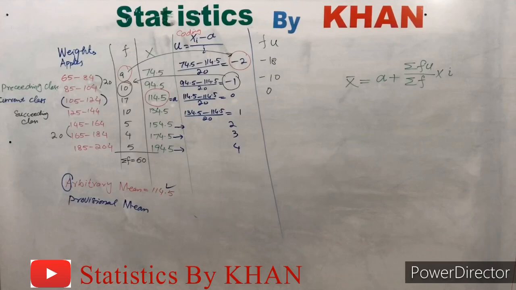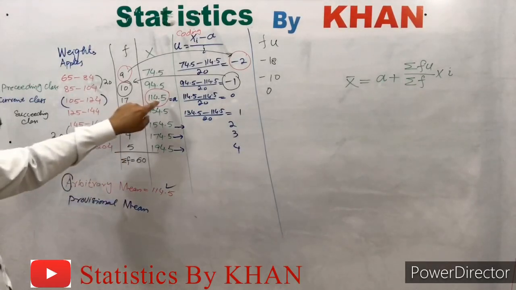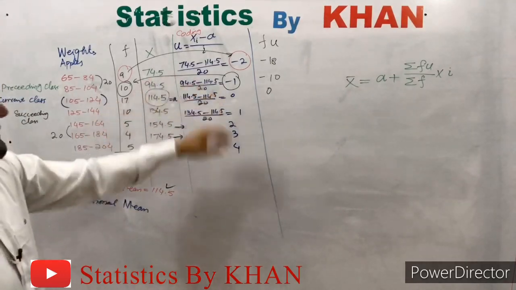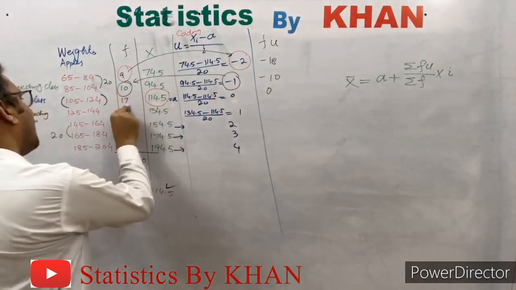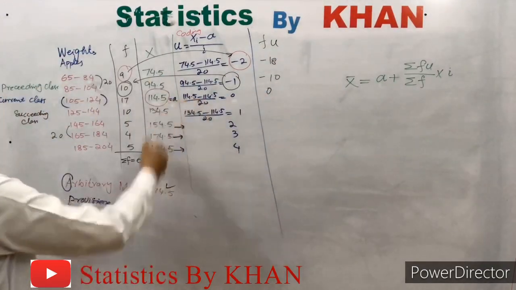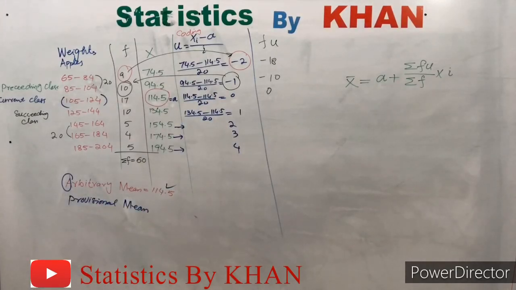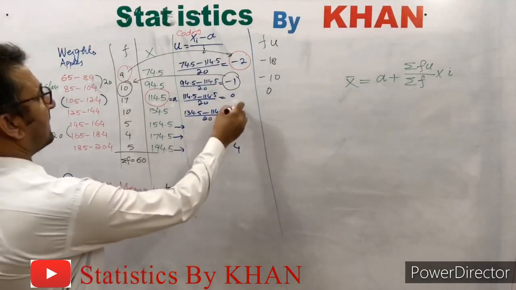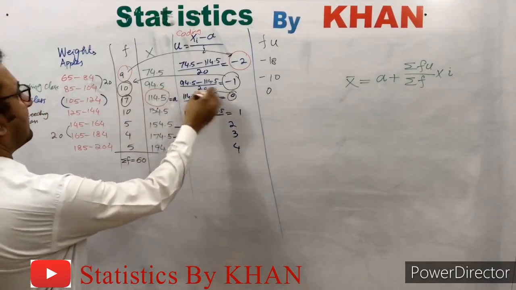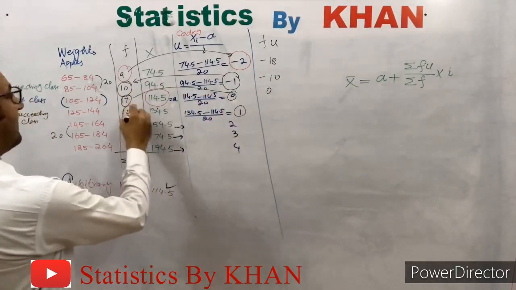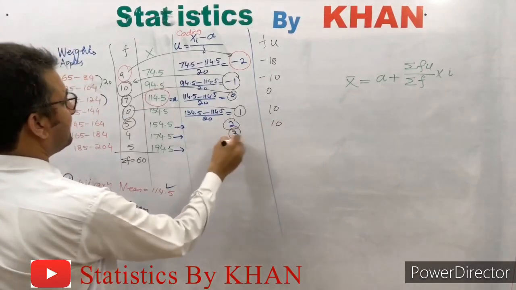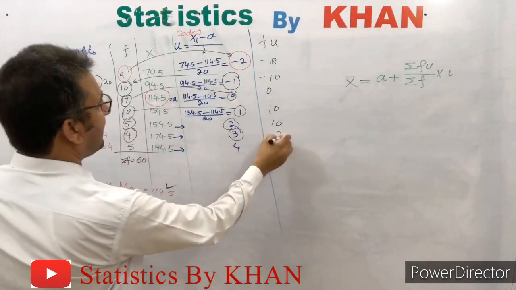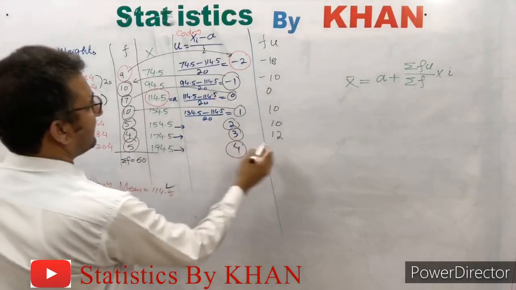So this is another trick. Why do we take the arbitrary mean against the maximum frequency? The reason is that when we are making these columns, we get ease in the multiplication of the maximum frequency, because that will be multiplied by 0 and it will give us 0. Okay, next, 10. This has already been done. Now 10 and 1, it will give us 10. Now 2 and 5, it will give us 10. 3 and 4, it will give us 12. 5 and 4, it will give us 20.